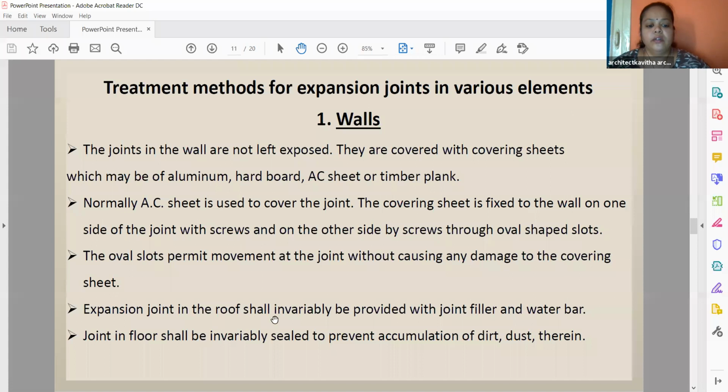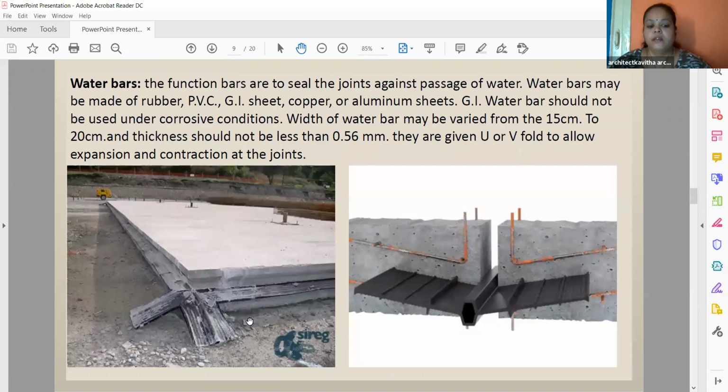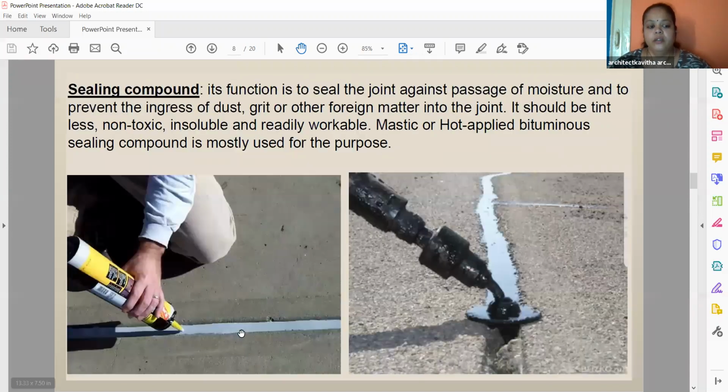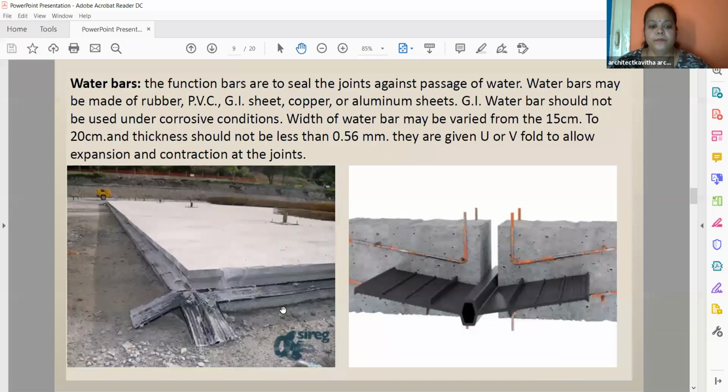Expansion joint in the roof shall invariably be provided with joint filler and water bars. So I showed you what is joint filler and I've showed you what is water bar. So in roof, both will be used. Joints in floors shall be invariably sealed to prevent accumulation of dirt, dust and the like. Floor again I've showed here, so that the dust will not go in, sealing compound will be used.